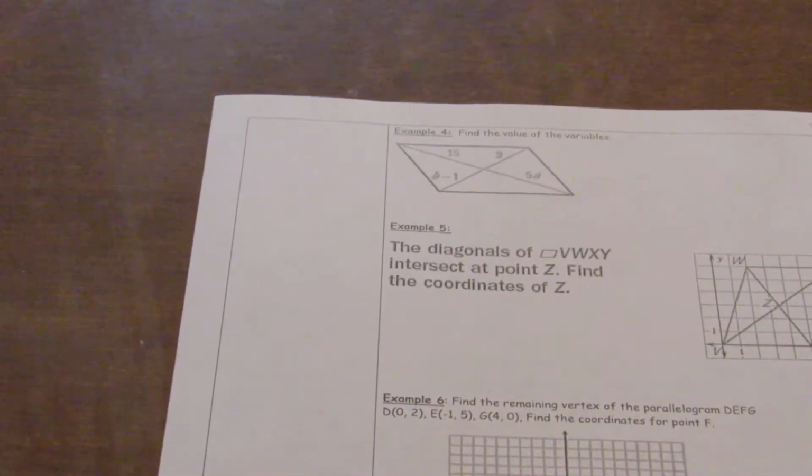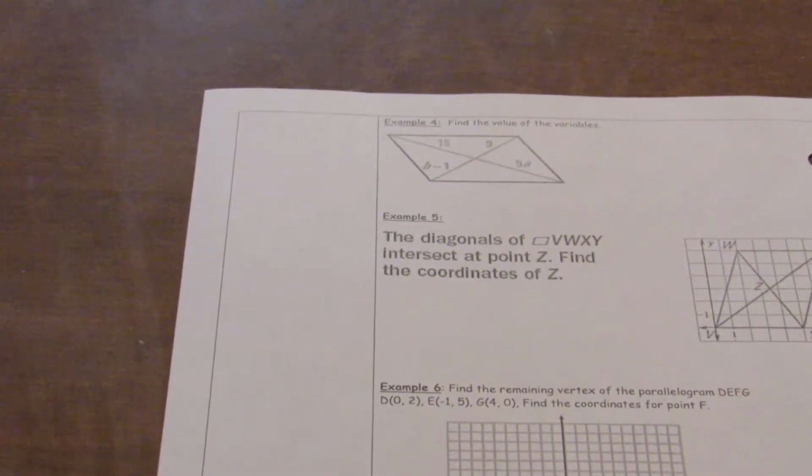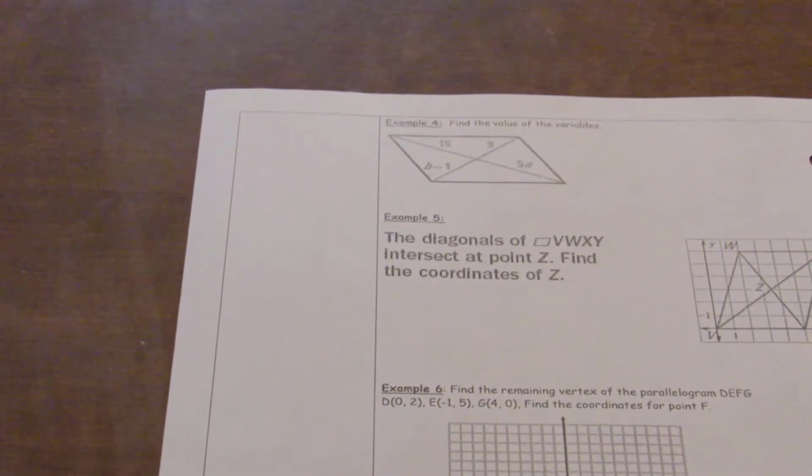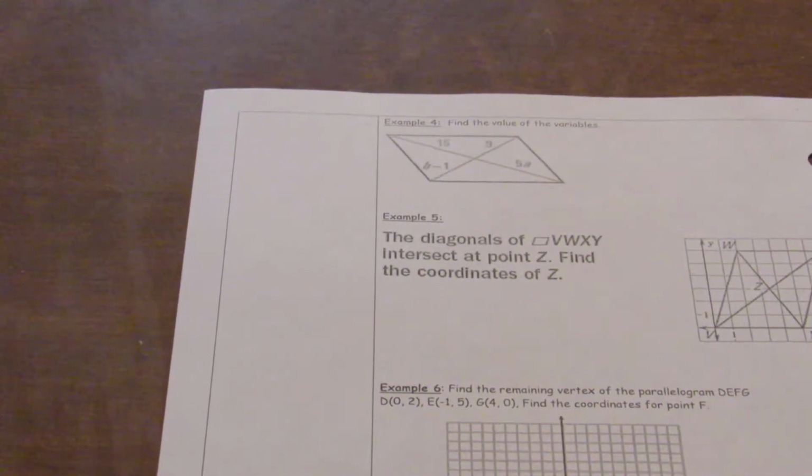Turning the page. Again, we're using our diagonals bisect each other theorem. Find the value of the variables. So I have 15, 9, B minus 1, and 5A. The key thing is what you're matching up here.